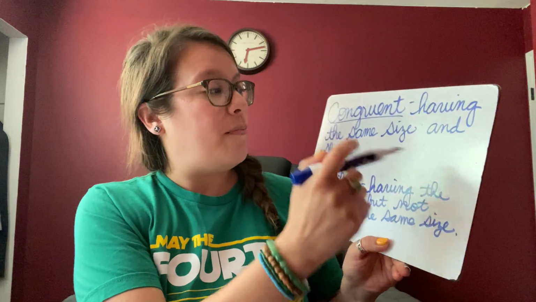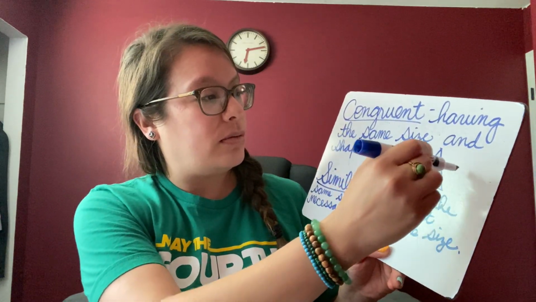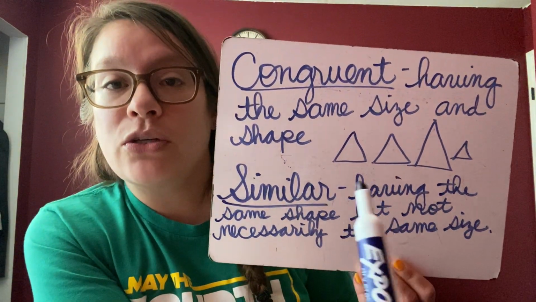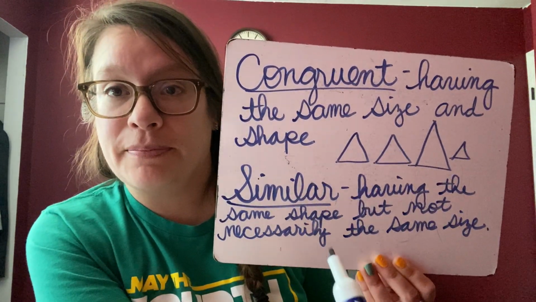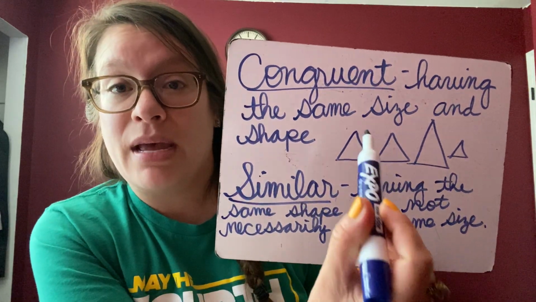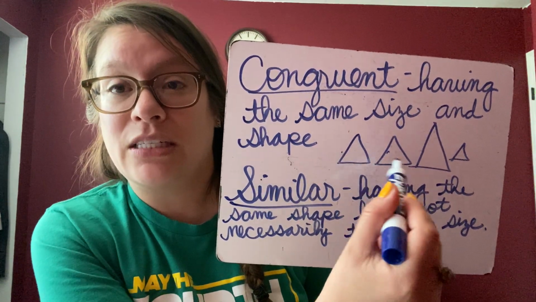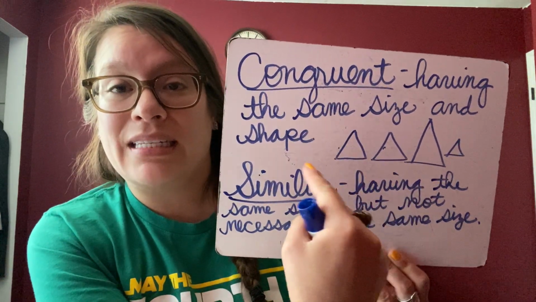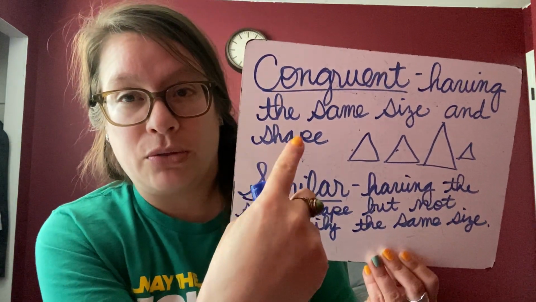So if I drew some triangles here, okay. Let's say I have those 4 triangles. Which two out of these 4 are congruent? Meaning they have the same size and the same shape. That would be this one and this one, right? Congruent, same size and shape. Now, which one of these are similar? Well, all 4 of them are similar because they have the same shape, but not necessarily the same size. So do you see how it's similar and congruent?